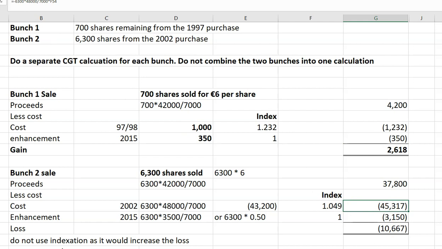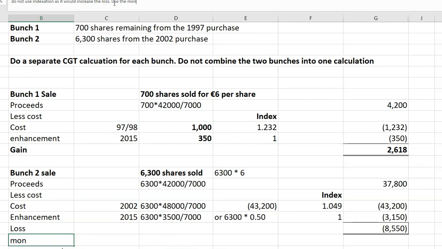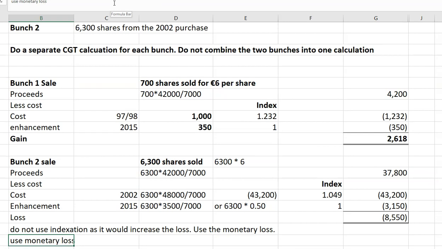But if I don't, my cost is there, 855. So the rule is do not use indexation to create an increase or loss. So use the monetary loss or use the actual loss of 8550.